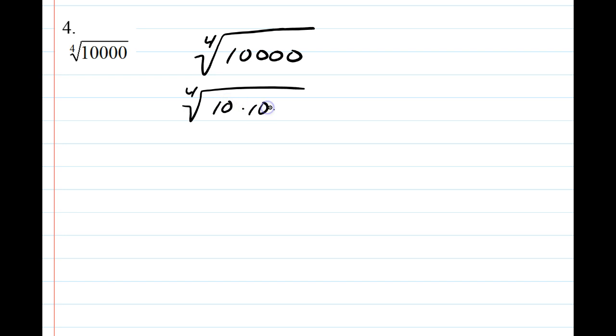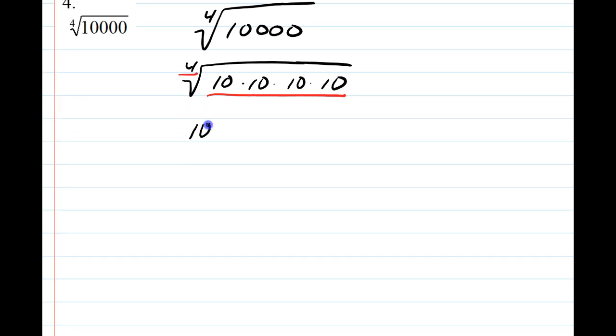Alright, and the next one, the 4th root of 10,000. And so if you start breaking 10,000 down, it just becomes 10 times 10 times 10 times 10, and so I have 4 of them. So I need 4 in order for them to come to the outside of the radical, and so the 4th root of 10,000 is just 10. Now I know you can do all of these on your calculator, but it's important you know why the answer is what it is, not just because the calculator tells you.